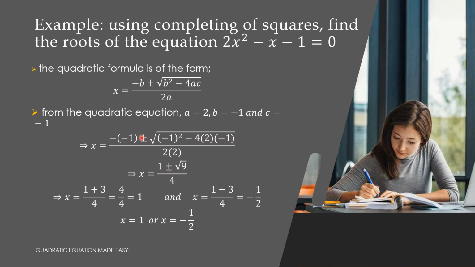When you substitute them where they are supposed to be, b is here, b is also here, a is here, c is also here, and a. We simplify the expression to have 1 plus or minus square root of 9 divided by 4. And at the end of it, root 9 will give us 3. So we take the plus, operate on it to have the result to be 1. We also take the minus, operate on it to have the result to be negative 1 over 2.